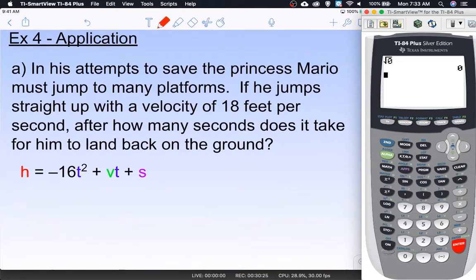So here's one. In his attempts to save the princess, Mario must jump to many platforms. If he jumps straight up with a velocity of 18 feet per second, how many seconds does it take for him to land back on the ground? Okay, so we've got things we can plug in. His initial velocity is 18. We're going to plug that in for the v.